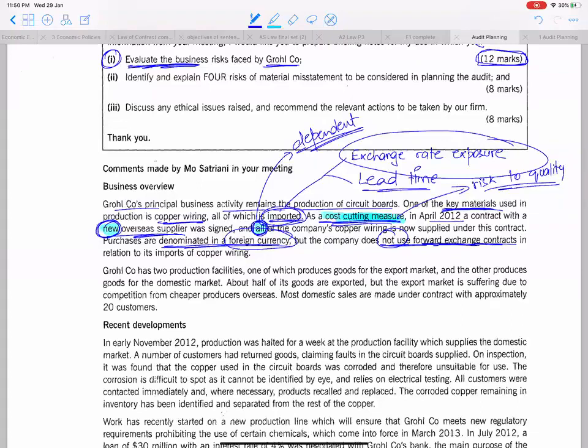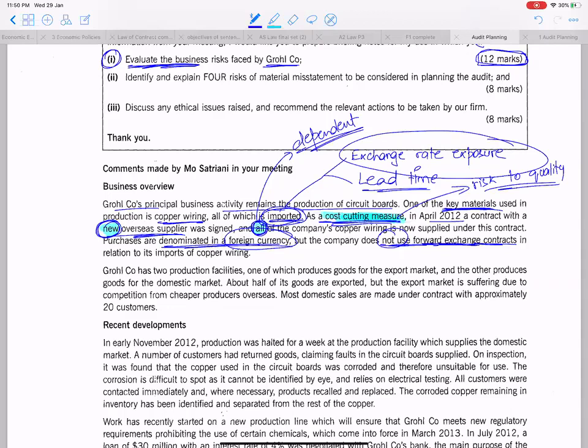It is always better that you read the whole question first. When you read the whole question first, you will be in a better position to write good evaluations. Okay? But sometimes you may think that you can write some of the risk straight away.